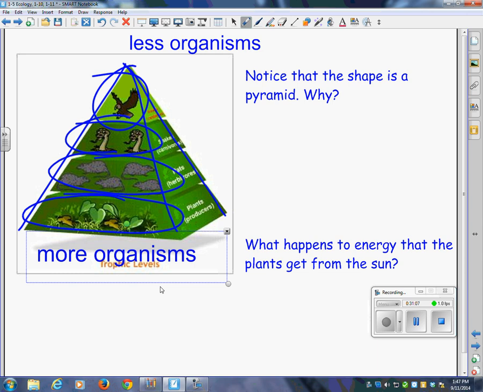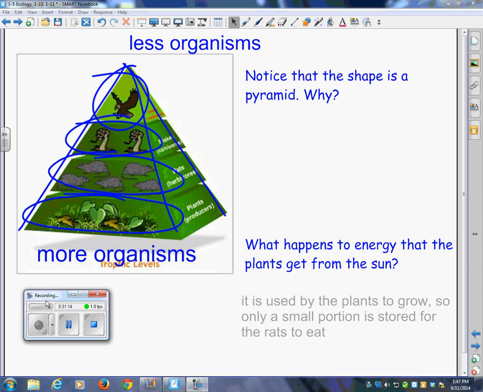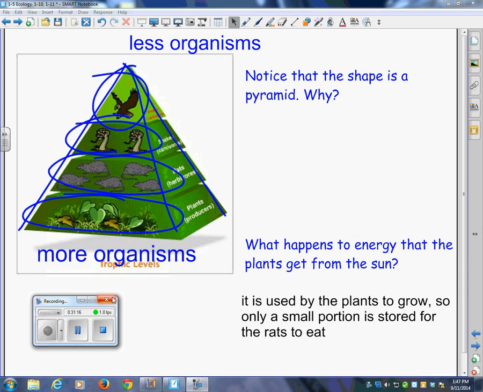What happens to energy that the plants get from the sun? Where does it go? Well, it goes to the rats, but does it all go to the rats? And here is the key. It does not all go to the rats. Plants use up their energy. Okay? Plants use up their energy by growing. That's about all grass really does, is grow, right? It doesn't do a whole lot. So the plants use their energy to grow. So only a small portion, only a small bit, a fraction, a little bit is stored for the rats to eat.